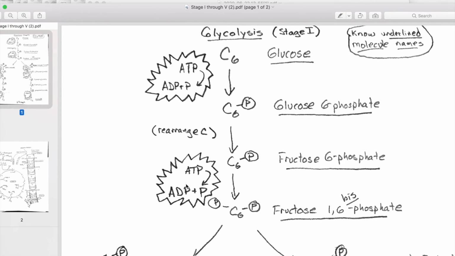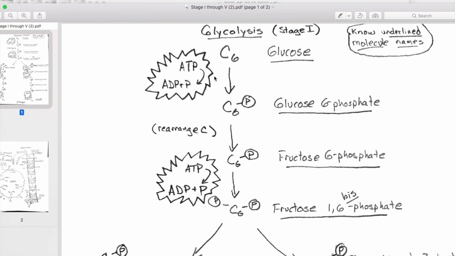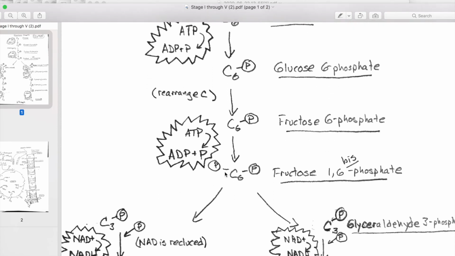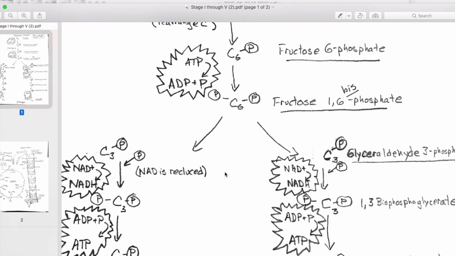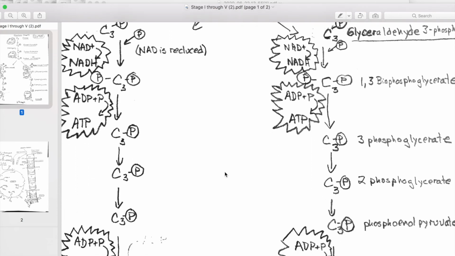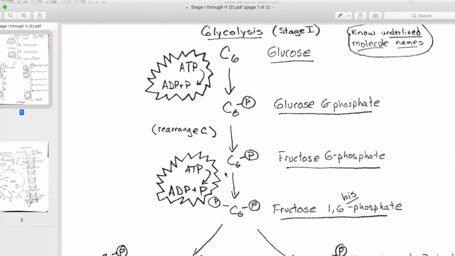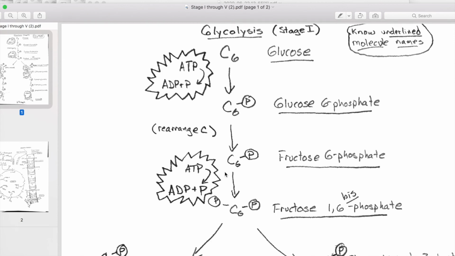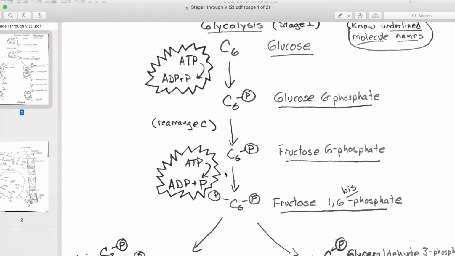Okay, so stage 1, this would be blue. Blue because this happens in the cytoplasm and it can happen without oxygen. And the stuff that is underlined are the names I want you to know. Okay?